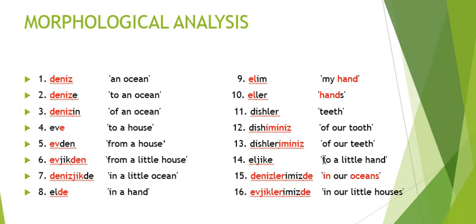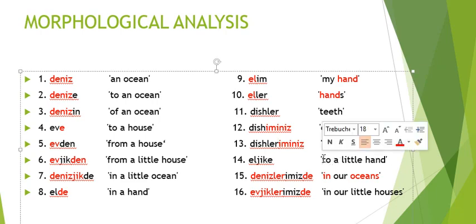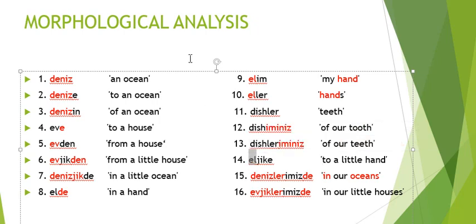And in this way you can find the other morphemes. For example, if you analyze this expression, to a little hand, you know that hand in Turkish is el, right? Is el. You know now that little is cik, and you know now that two in Turkish is e. You see? Everything is completed. Everything is logic.